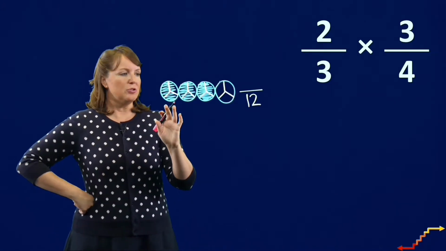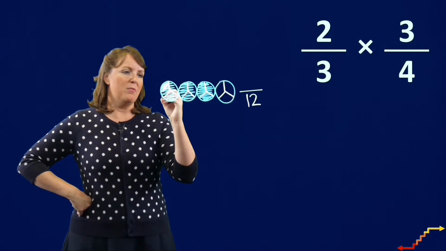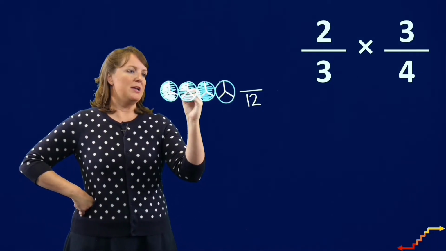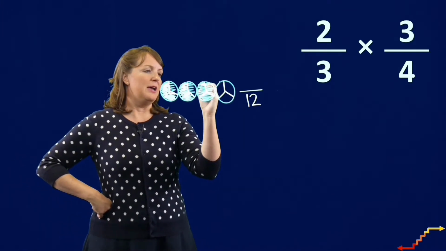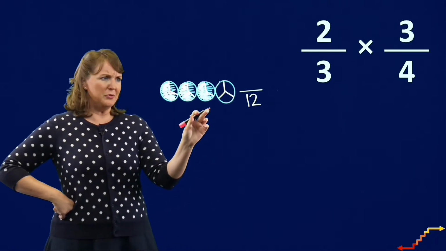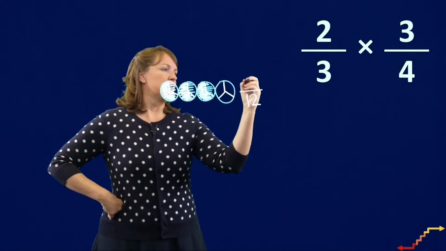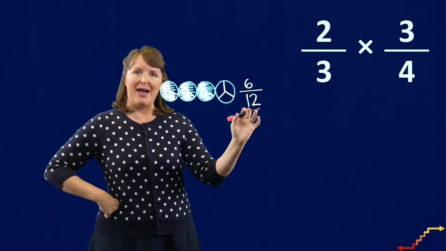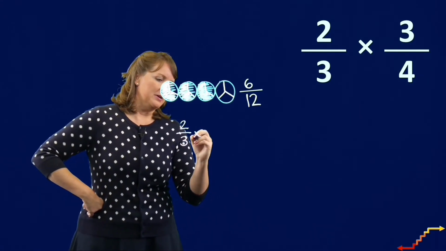Now I need to find 2/3 of each of these 3/4 parts. So 2/3 would be 1, 2 of those parts, 1, 2 of this 1/4 part, and 1, 2 of this 1/4 part. So what did I shade in? 1, 2, 3, 4, 5, 6. So 2/3 times 3/4 is the same as 6/12. And if I wanted to go ahead and write that here, let's see.